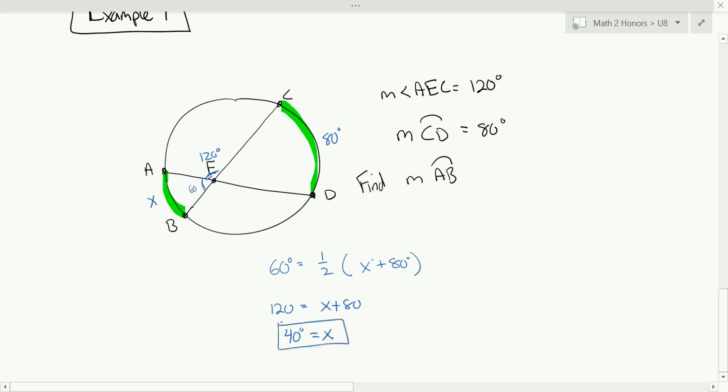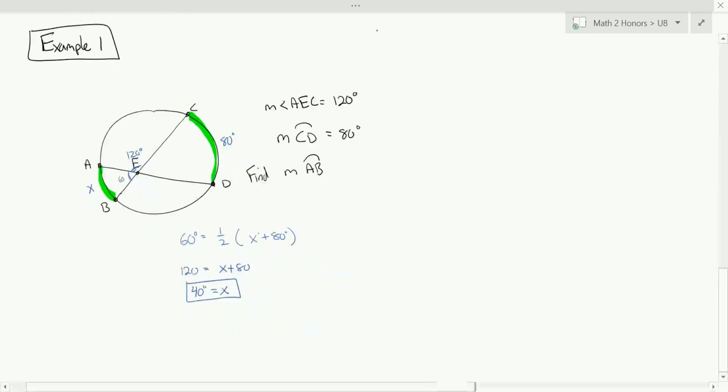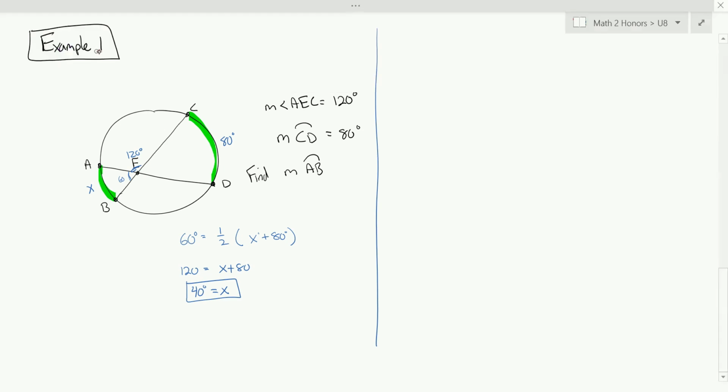Anybody able to get there? Yeah? Okay. So that's an example of working with that formula inside the circle. Example 1. Let me give you a second example. I got 4 in mind for you.